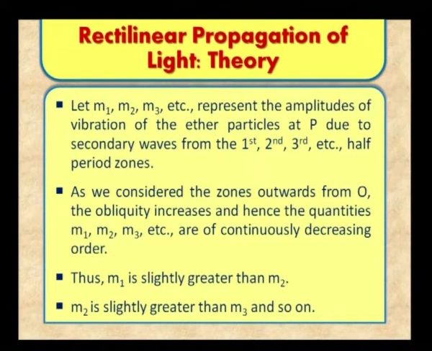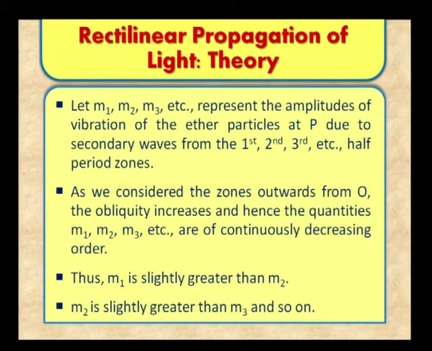But according to the Huygens theory, they assume that a medium called ether, whose particles are vibrating, and the secondary waves are produced, and so on, the half period zones and so on. So, as we consider the zones outwards from O, the obliquity increases. From the first half period zone to the third or fifth, the obliquity factor, the angle made by the half period zone with respect to the point, will keep on increasing. M1, M2 are in continuously decreasing order. Thus, M1 is slightly greater than M2, M2 is slightly greater than M3 and so on.